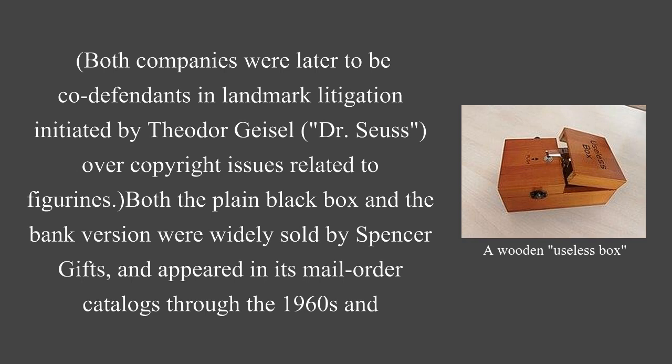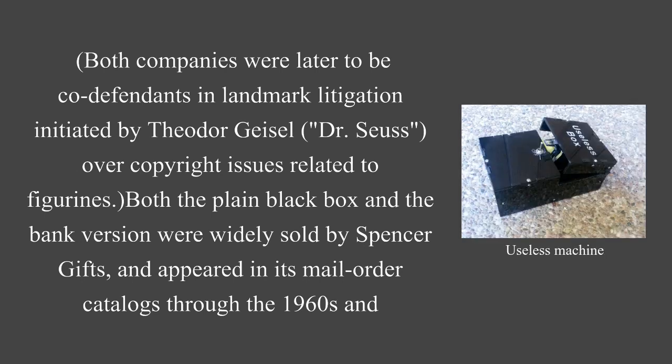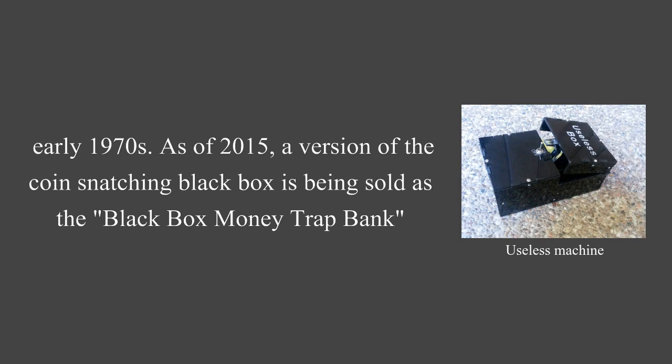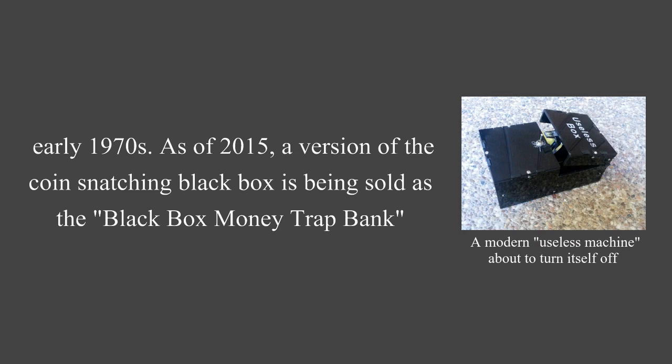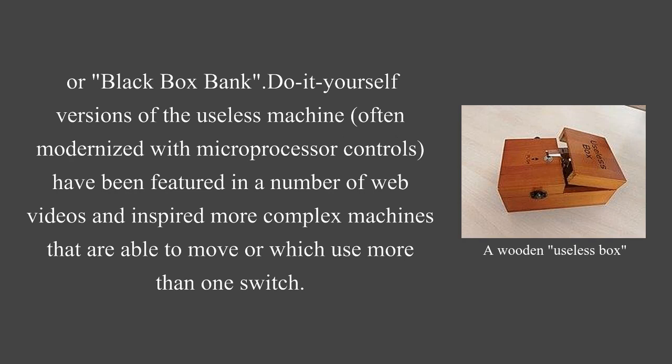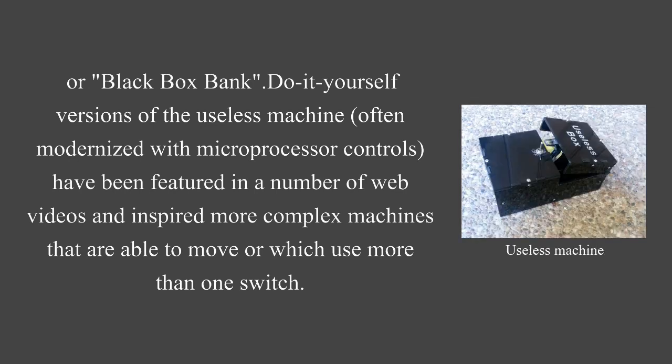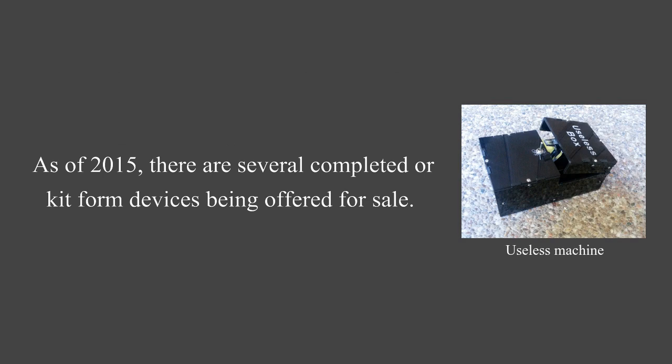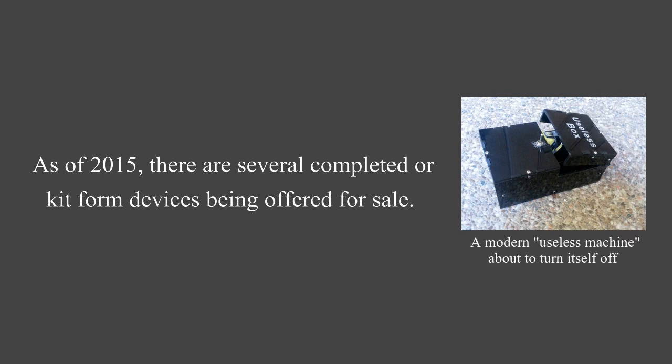Both the plain black box and the bank version were widely sold by Spencer Gifts and appeared in its mail order catalogs through the 1960s and early 1970s. As of 2015, a version of the coin-snatching black box is being sold as the Black Box Money Trap Bank or Black Box Bank. Do-it-yourself versions of the useless machine, often modernized with microprocessor controls, have been featured in a number of web videos and inspired more complex machines that are able to move or which use more than one switch. As of 2015, there are several completed or kit-form devices being offered for sale.